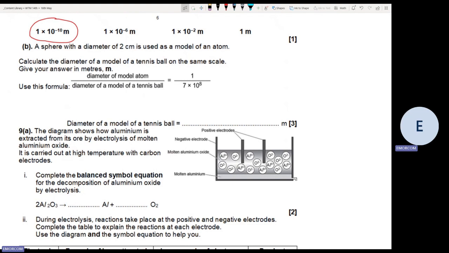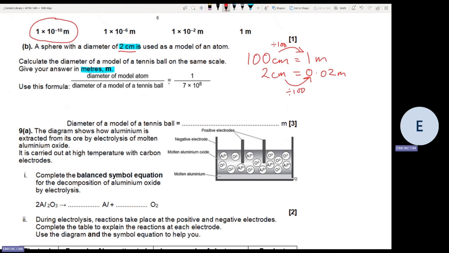So what we need to do here is we need to, first of all, take our 2 centimeters and we need to convert it into meters. We should know that 100 centimeters is equal to 1 meter. So what we can do then is we can write our known value underneath. What do we do to get from there to there? We divide by 100. So we do the same. And we get 0.02 meters.